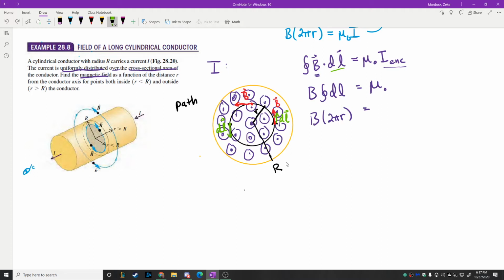Notice what it says in the problem here. It says the current is uniformly distributed over the cross-sectional area of the conductor. So that is also saying something like r over R. That would mean it would be a function of their circumferences. What does it mean? The current is uniformly distributed over the area.